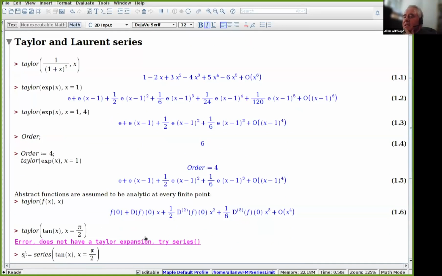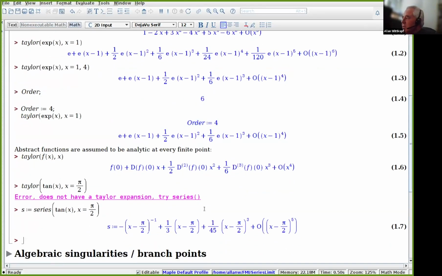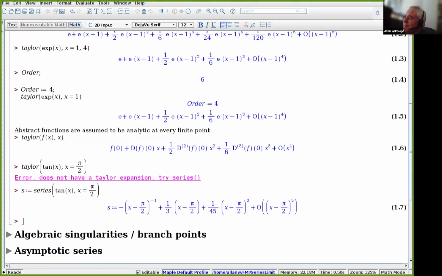If we ask for a Taylor series of the tangent function at pi by 2, taylor tells us that there is no Taylor expansion. So if we use series, we get this series here, where we see that what in fact we've gotten is the Laurent series, because there's a pole of order 1 at pi by 2. This shows that the series command can be used for the more general form of series, more general than Taylor. Okay, moving on.